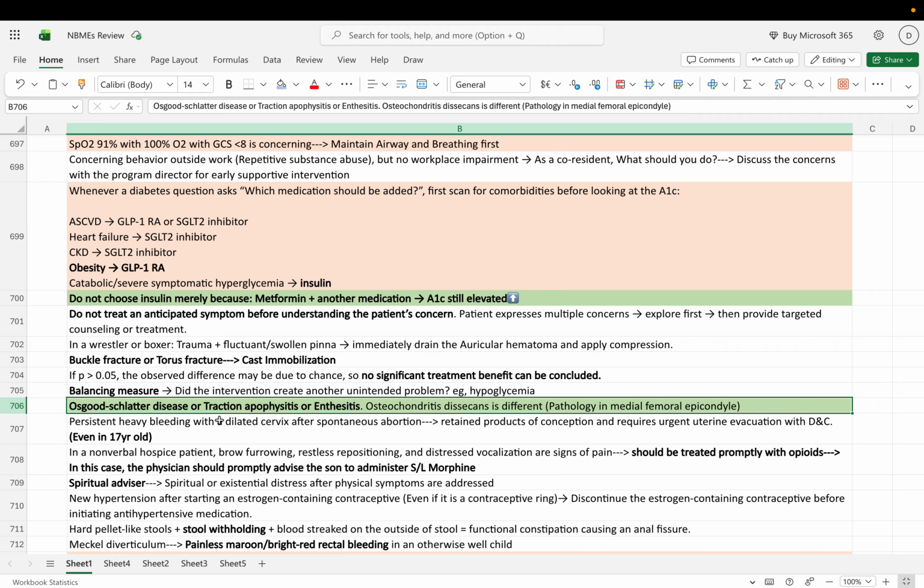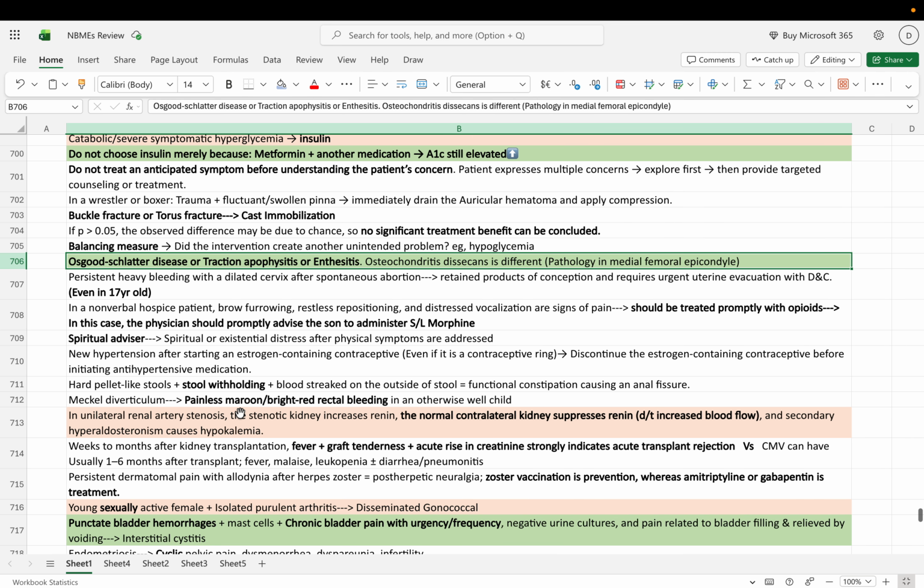Osgood-Schlatter disease, traction apophysitis, or enthesitis: these three terms are one and the same, and osteochondritis dissecans is different. Pathology here is the medial femoral epicondyle, whereas the pathology here is tibial tuberosity traction apophysitis.